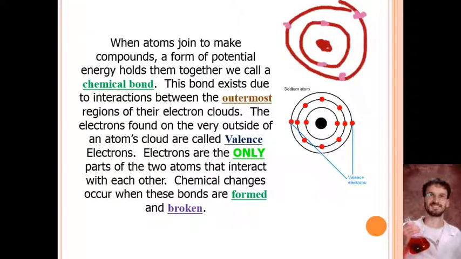And that's how chemical bonds form. Chemical bonds form because of these interactions of the outermost parts of the electron cloud. And we call these the valence electrons. You've heard that word before, but it's officially a vocab term now. And those are the only parts of the elements that interact with each other. All interaction of matter happens because of these outermost electrons.